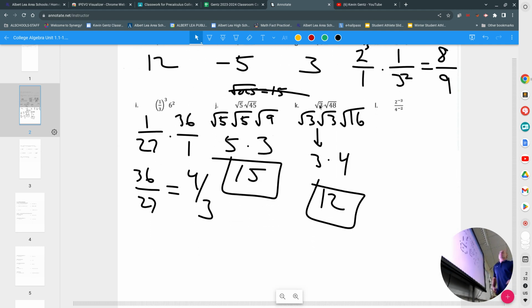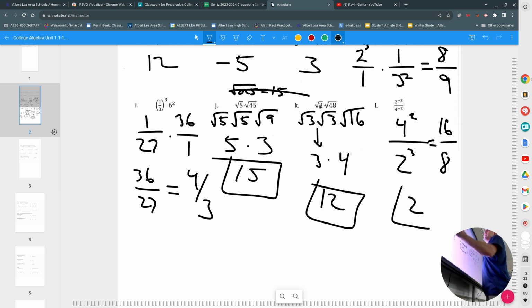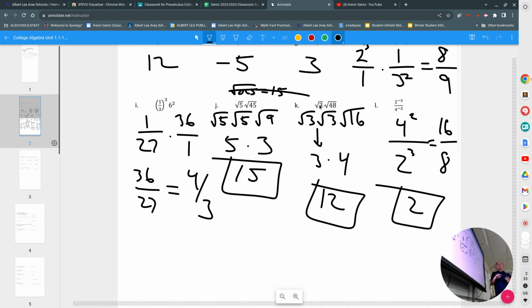Okay, in this last one, what if I have negatives both on the top and the bottom? What are you going to do? Yeah, move both of them. So 4 squared over 2 cubed. If you have 4 squared, we get 16. If you have 2 cubed, you get 8. So the answer is 2. Any questions on that? You flip it over to the other side.